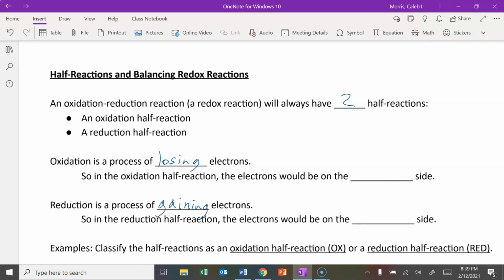So, if we're losing electrons, the electrons are going to be on the product side. Reactants, what we're starting out with, lose electrons. So on the product side, what's produced has fewer electrons, or the substance has fewer electrons. Electrons are given off on the product side. Reduction is gaining electrons, so we have to have electrons on the reactant side.